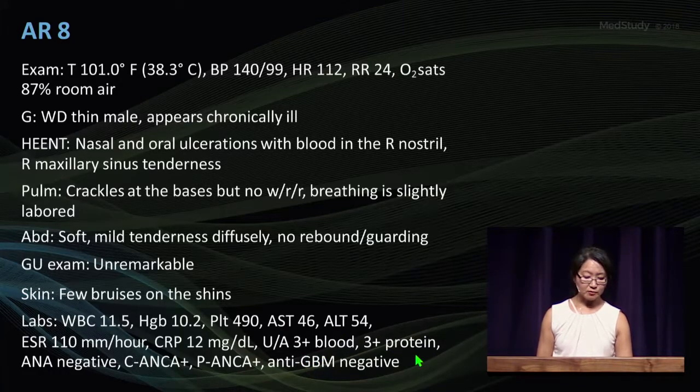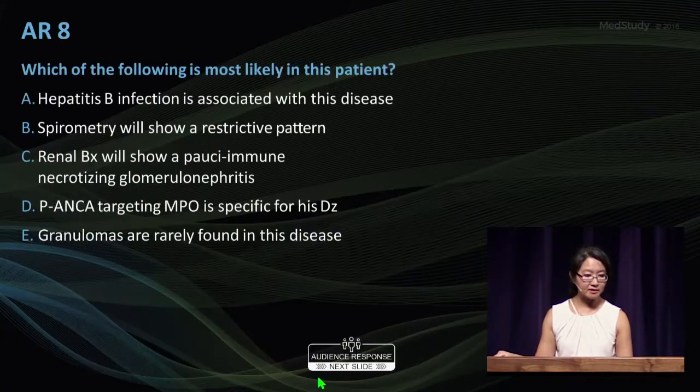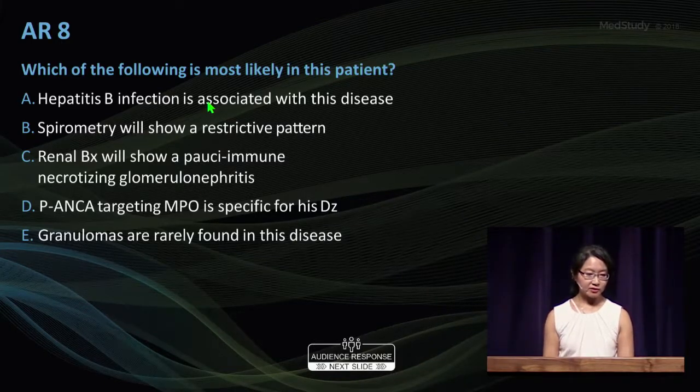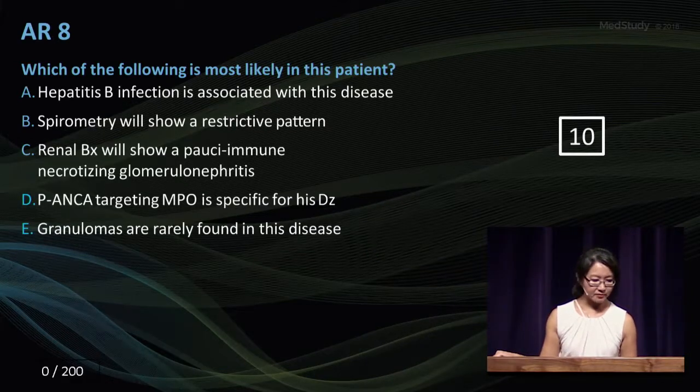Urinalysis shows 3 plus protein, 3 plus blood, ANA is negative, C-ANCA is positive, P-ANCA is positive, anti-GBM antibody is negative. Which of the following is most likely in this patient? The patient has hepatitis B infection associated with the disease. Spirometry will show a restrictive pattern. Renal biopsy will show a pauci-immune necrotizing glomerulonephritis. P-ANCA targeting MPO specific for this disease, or granulomas are rarely found in this disease. Your answer, please.